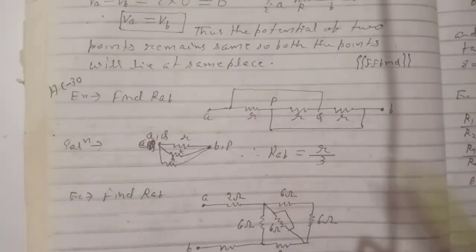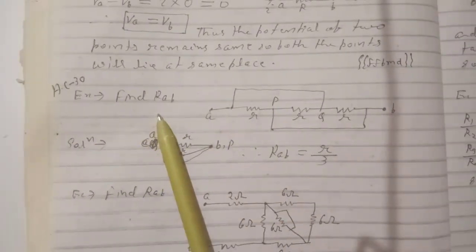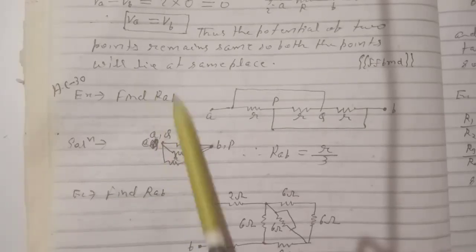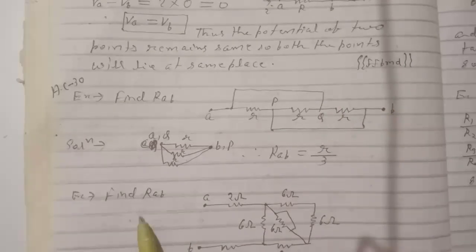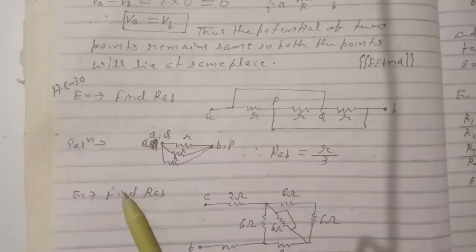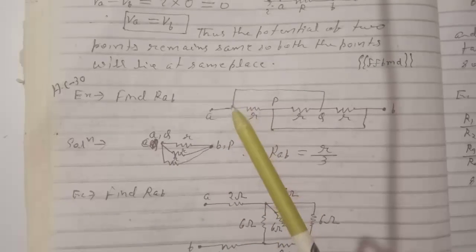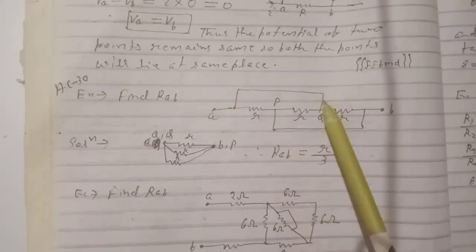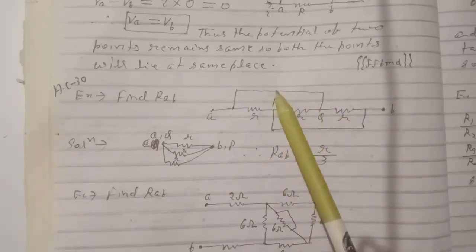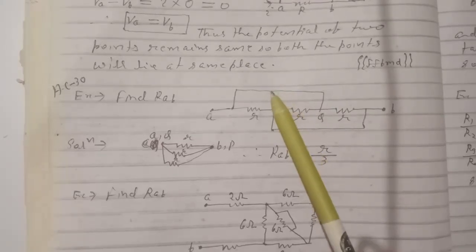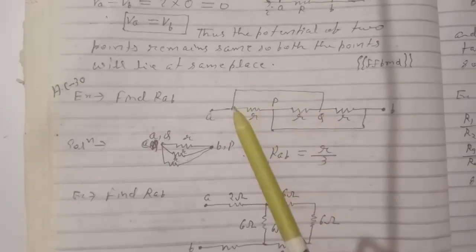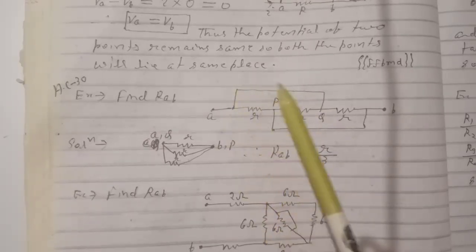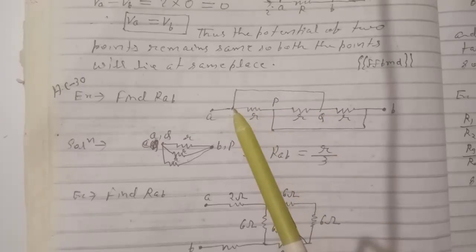Now based on this concept, let's solve some problems. Here we have to find the equivalent resistance between A and B. This represents the equivalent resistance RAB, that is, between points A and B. So first see what happened. Here we see that this is connected by a conductor of negligible resistance, because resistance is not shown here. So we can consider that point P and point A will be at the same point, because there is no resistance.